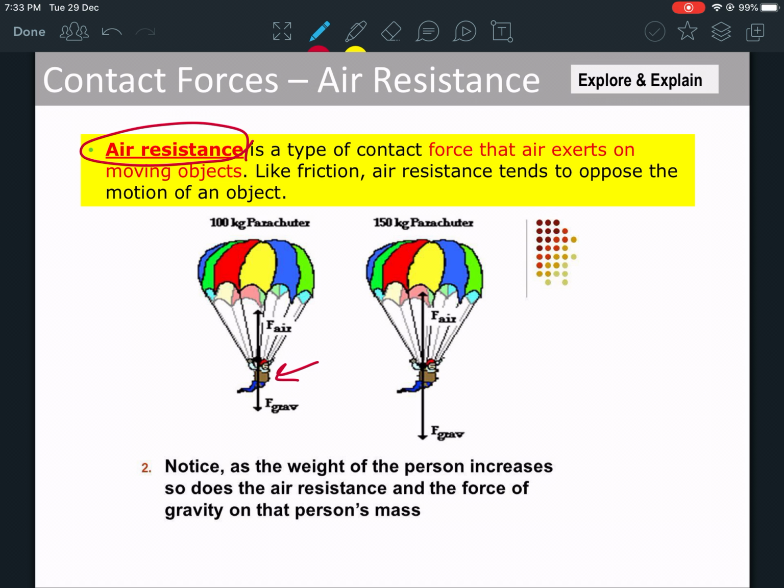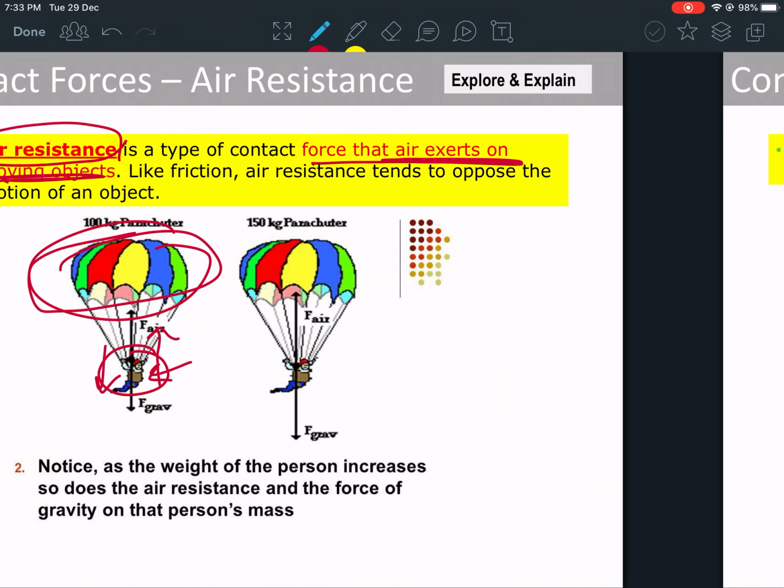It's when, for example, gravity is making this person fall to the ground, but air resistance pulls him back up. That's why when you have something like a parachute, air resistance works very well to pull the person, opposing gravity. It's a type of force that air exerts on moving objects. So air is exerting a force on a moving object, so that's also air resistance.